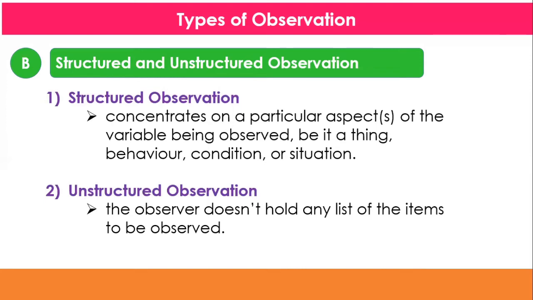On the other hand, in unstructured observation, the observer does not hold any list of the items to be observed, meaning anything, be it an object, behavior, condition, or situation, which is relevant to the research problem is included in the observation. And this is usually used in participant or uncontrolled observation, okay?